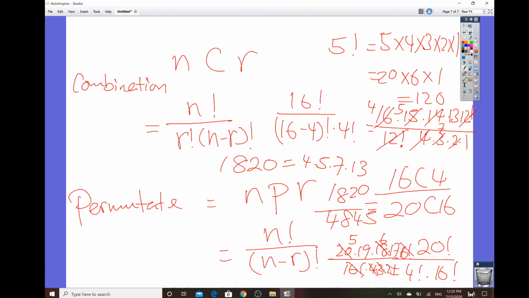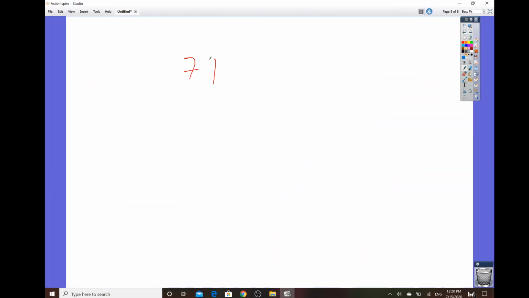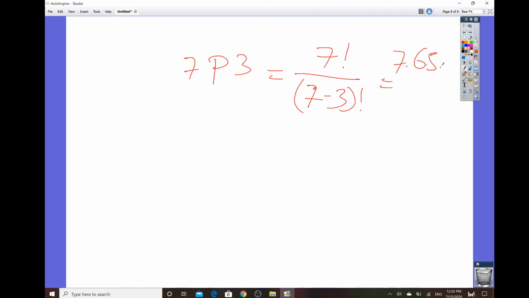Okay, so let's do it right here on the new slide. So 7 pick 3. So 7 factorial over 7 minus 3 factorial. So 7 times 6 times 5 times 4 factorial. The reason why I stopped there is because 7 minus 3 factorial is just the same as 4 factorial, so we can just cancel them out. So we got 7 times 6 times 5. So 7 times 30, which is 210. So that's one way of doing it.